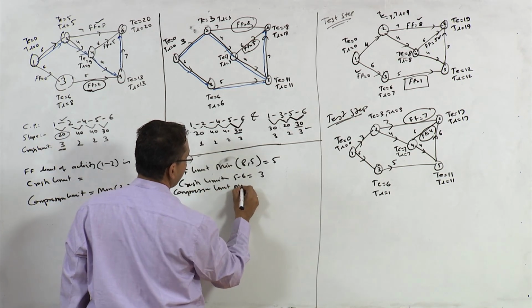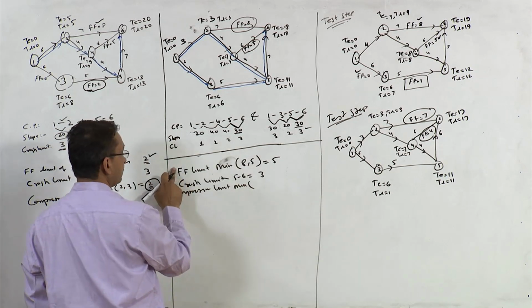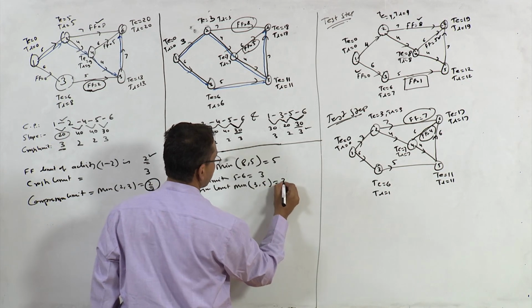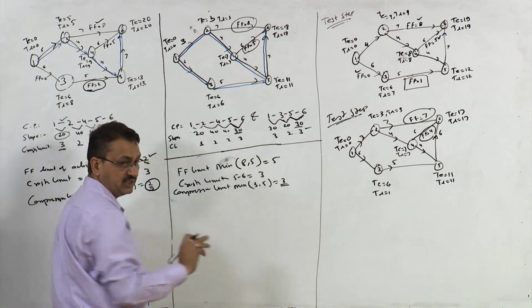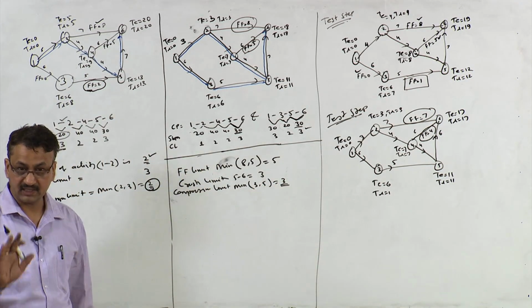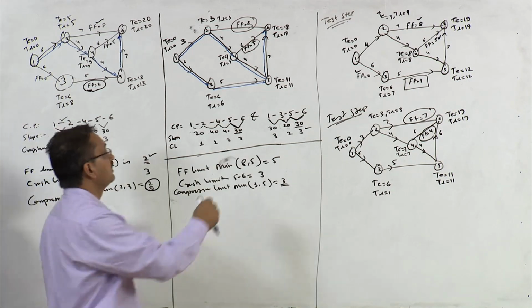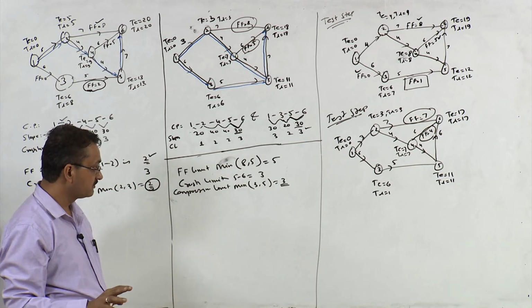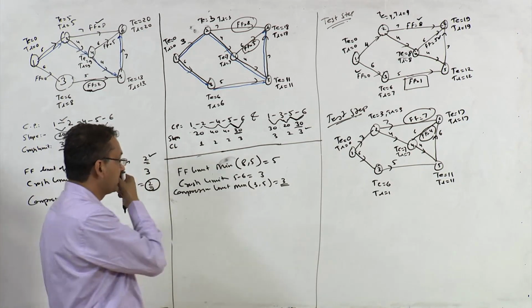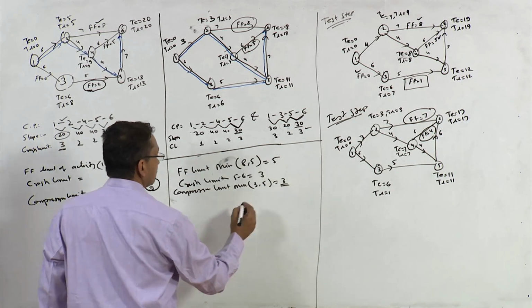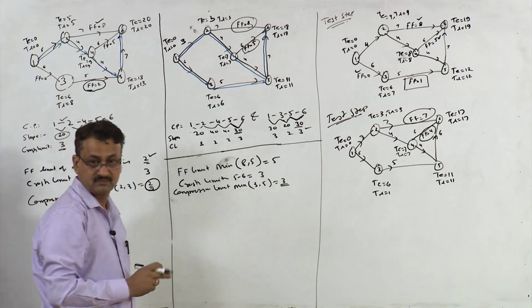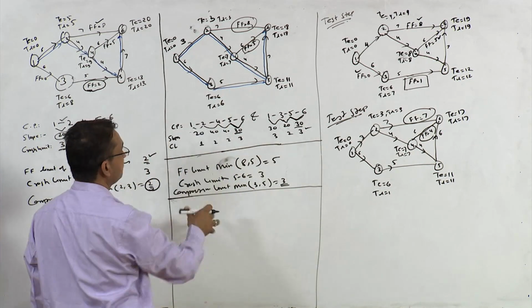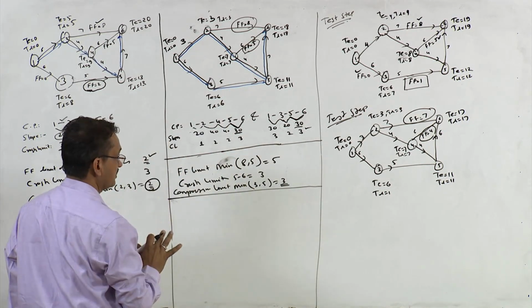So the compression limit is the minimum of free float limit and crash limit. So 3 and 5, the minimum is 3. So compression limit is 3. So now we should take a decision to reduce this activity by 3 days, right? So this is now our final decision. What you can do is directly reduce it by 3 days.